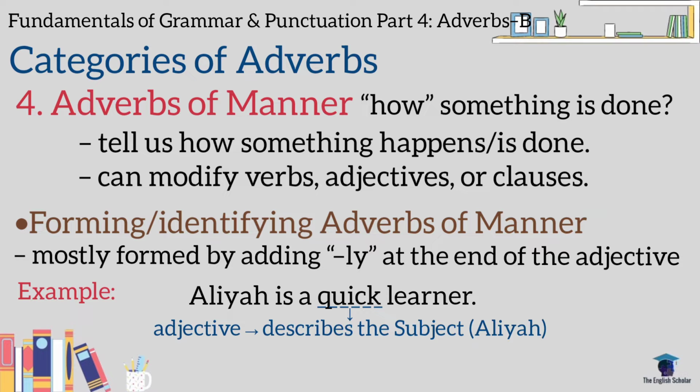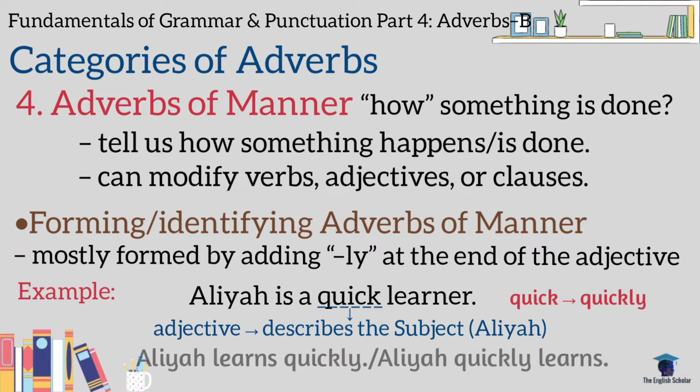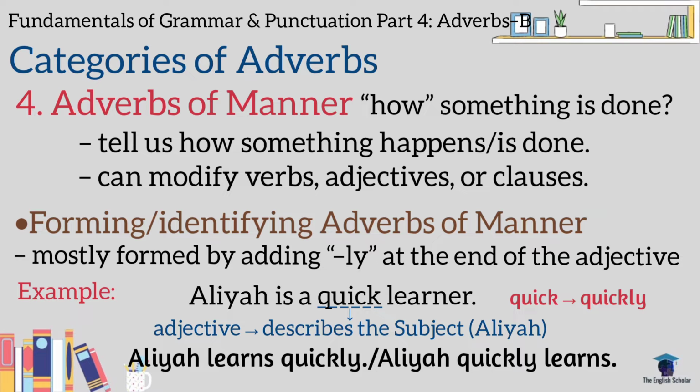Now, if we turn quick into an adverb, then it will be quickly. We just added ly. Now, if we use quickly in a sentence, it will be written this way. Aliyah learns quickly, or Aliyah quickly learns. Either of the two is correct. In the first sentence, we used an adjective to describe our subject, Aliyah. In the second sentence, we used quickly, an adverb, to tell people how Aliyah learns. That is quickly.